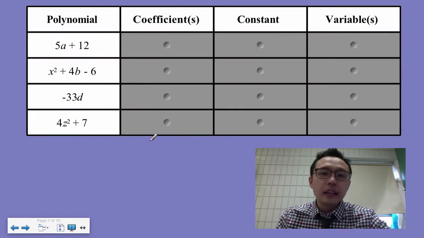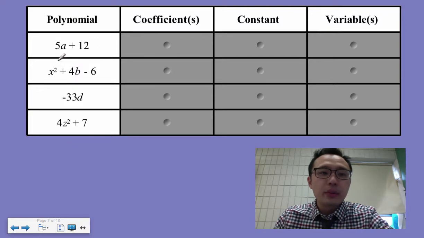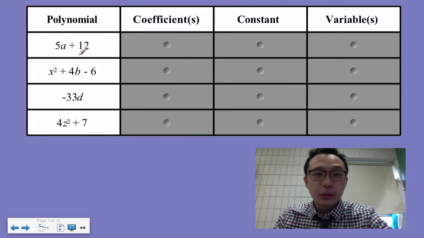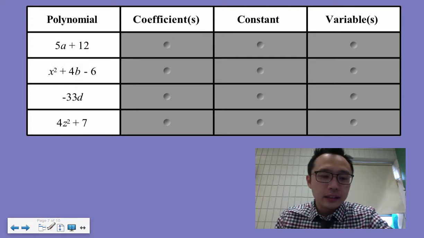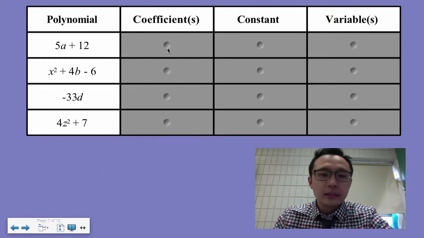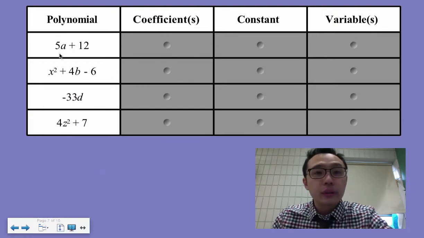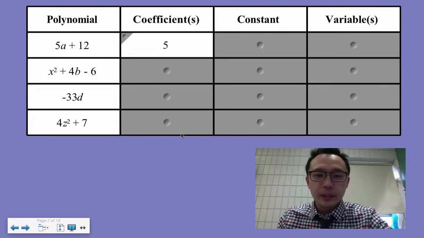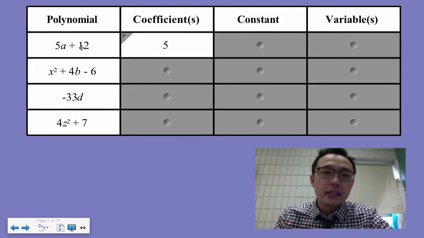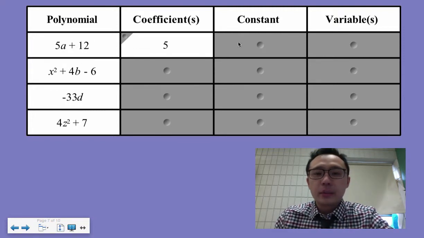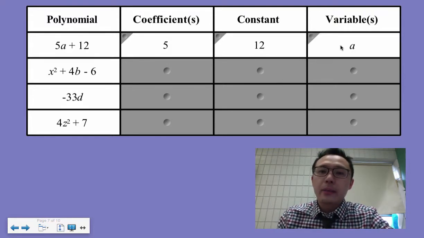Next part, see if you can identify these ones. Look at this polynomial, 5a plus 12. The coefficient is the number in front of your variable, so it should be a 5. And then a constant is the number standing alone, so that's going to be plus 12. And the variable in this case is what you don't know, that's your a.